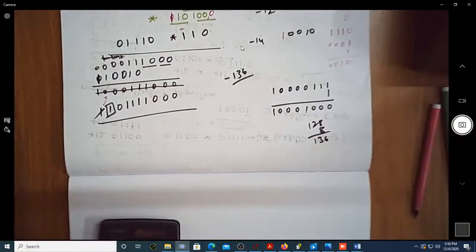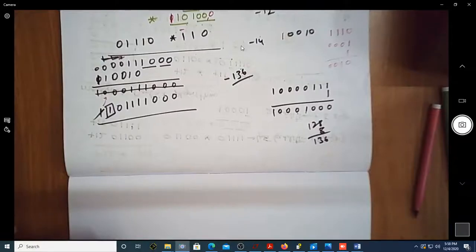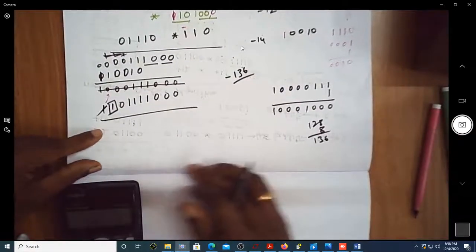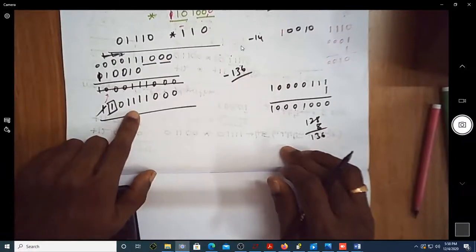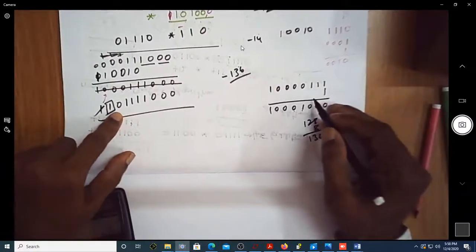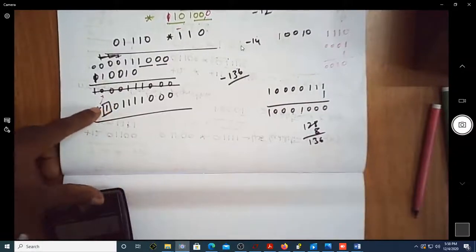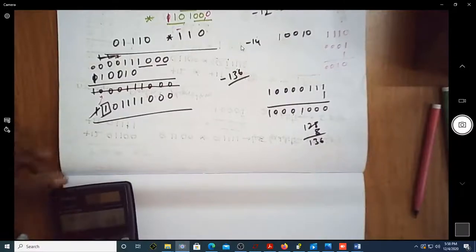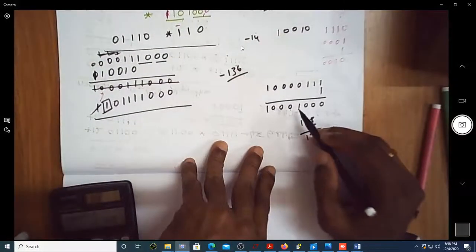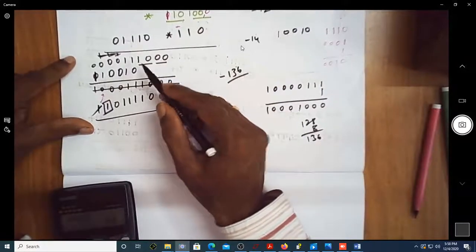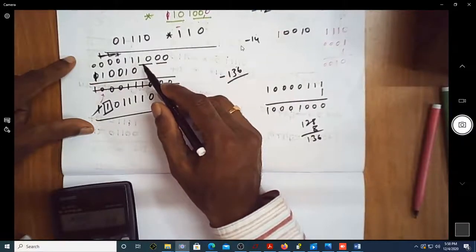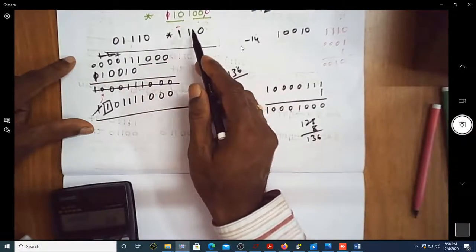So we know that 14 into 12 happens to be 130. Oh, it's not 130, 168. Okay, where did we go wrong? Let me just see. We have it as 14 into 12 is 168. Okay, let me see. We have shifted by, this is 0.